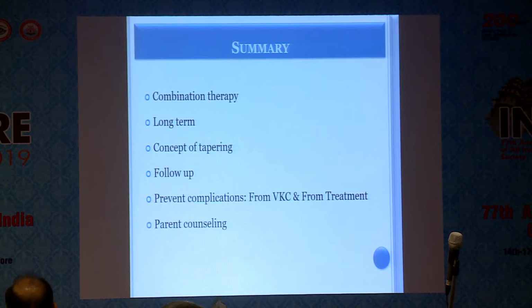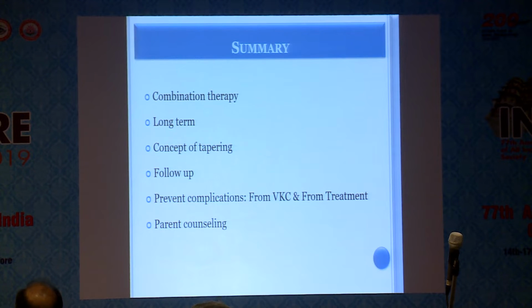Lubricant should be given along with these. I forgot to mention that. Along with the steroid and all these, lubricants have both effects. They wash off the antigen, as well as they provide the soothing effect, so the patient is symptomatically better.